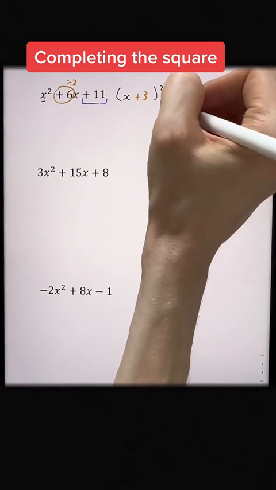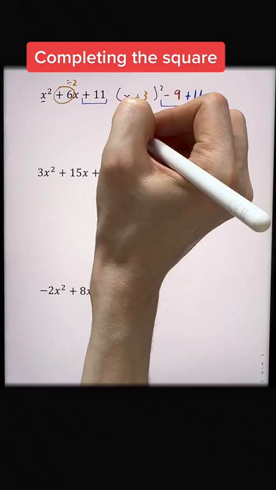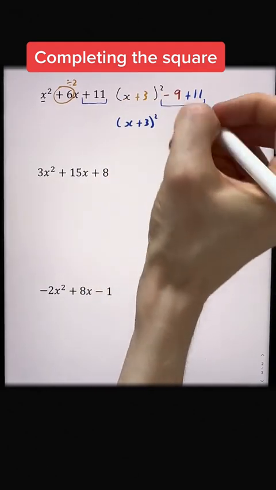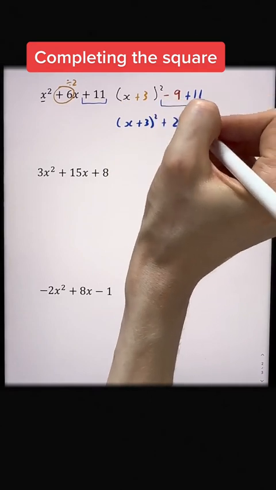I'm going to simplify my numbers on the outside. So in my square brackets, I have x plus 3 in brackets squared. And negative 9 add 2 simplifies to give us plus 2.